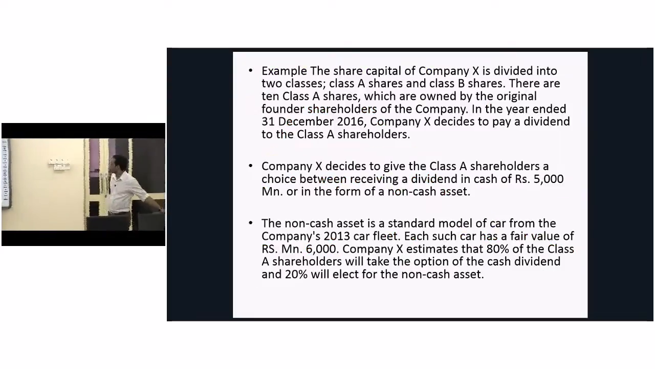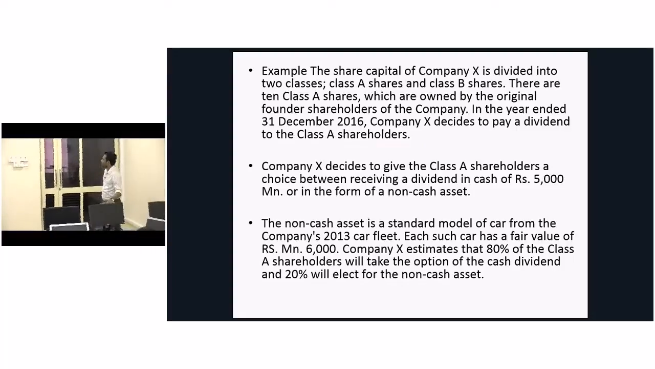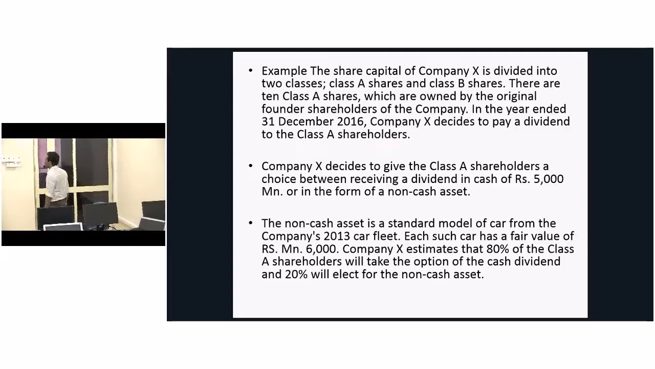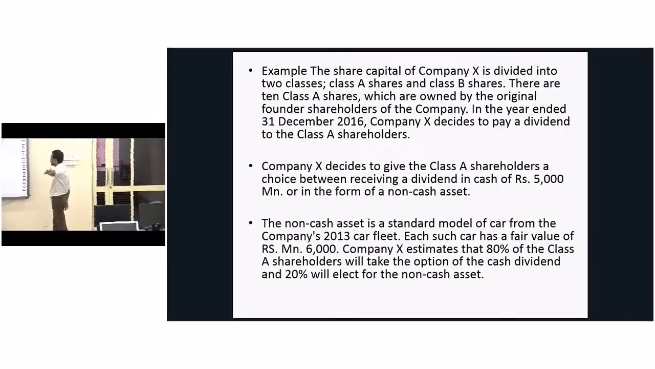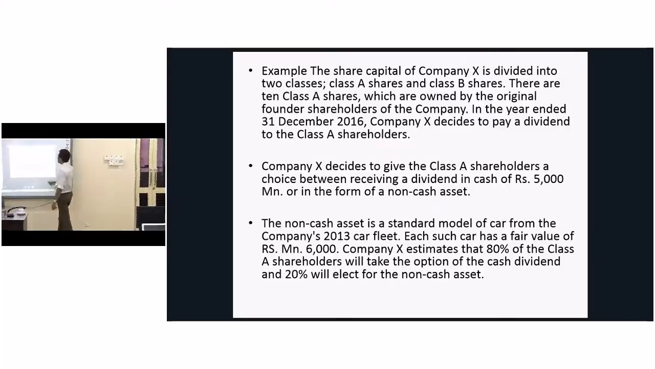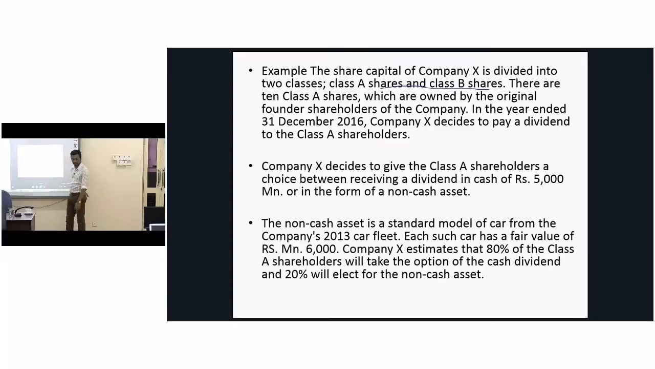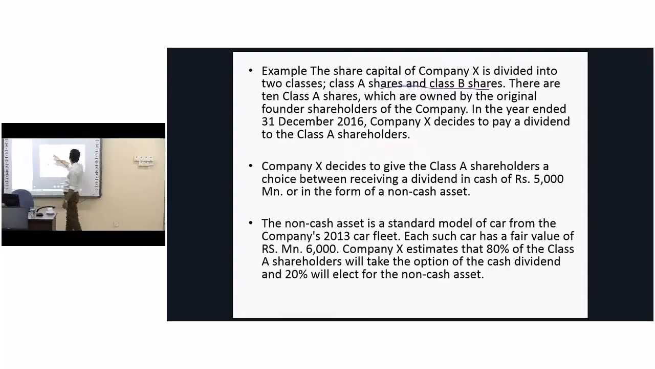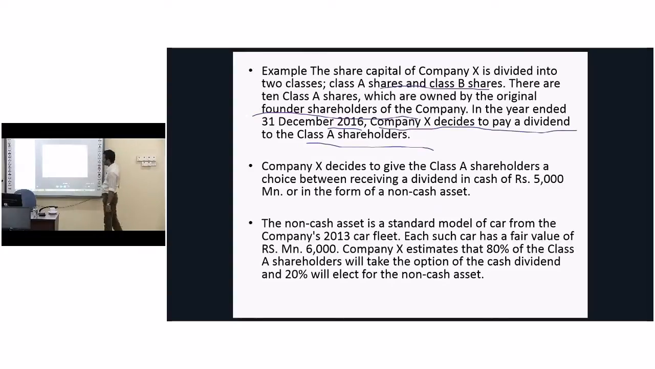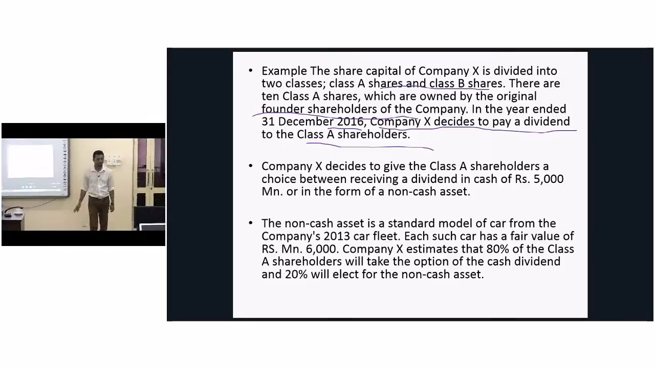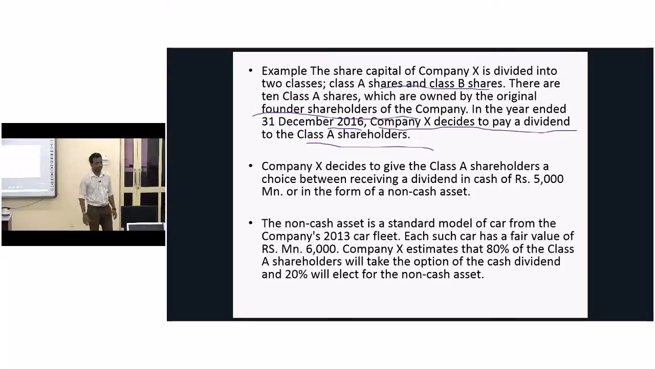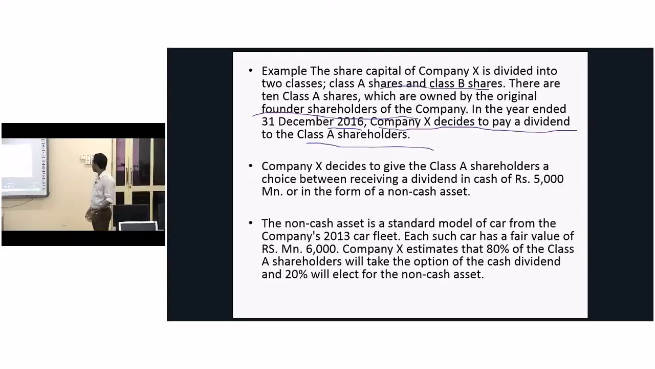It says, for example, the share capital of company X is divided into 2 classes. There are 2 classes of shareholders in a company, Class A shareholders and Class B shareholders. There are 10 Class A shareholders, who are the original founders. In the year ended 31st December 2016, Company X decided to pay a dividend to Class A shareholders. They are going to pay dividends to them.